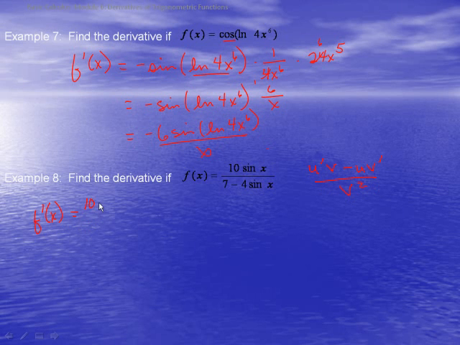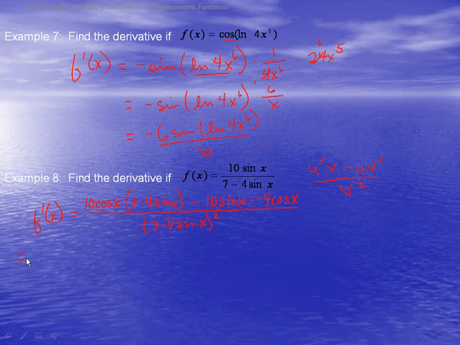We need to find the derivative of, and we're going to do the derivative of the first one, which is 10 cosine x, times the bottom one, which is 7 minus 4 sine x, minus the first one, which was 10 sine x, times the derivative of the bottom one, which is going to be times negative 4 cosine x, all over 7 minus 4 sine x quantity squared.